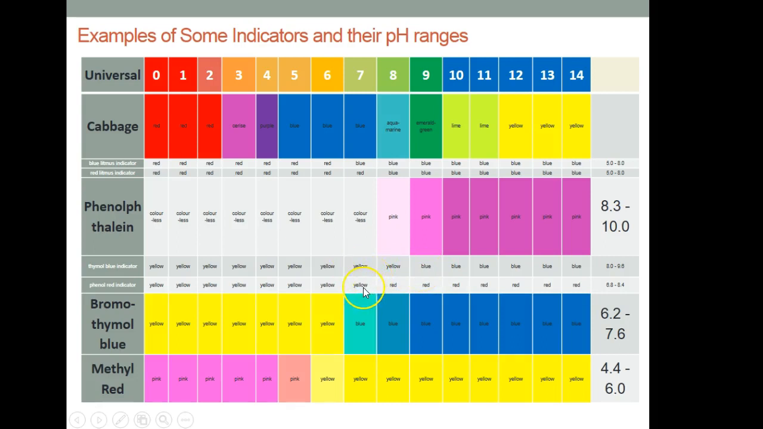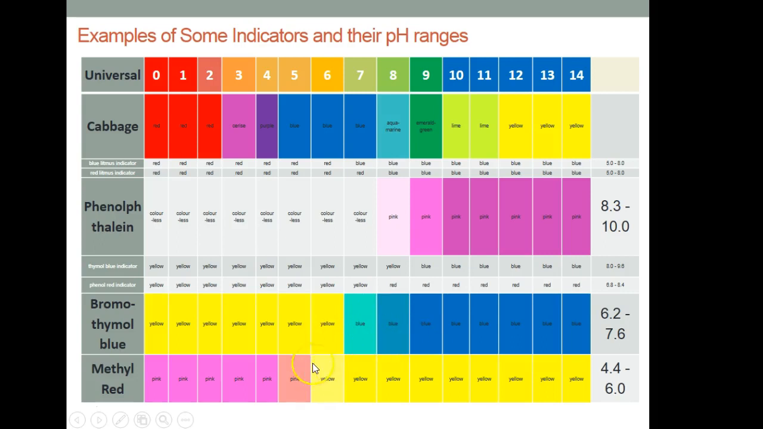Phenol red, again yellow to red. Okay, again a very distinct color change. So between again 7 to 9, all right, would be its range. Bromothymol blue, you can see it goes from yellow to blue. All right, so this is kind of between 6 and 8. So 6 and 8, it has that distinct color change from yellow to blue.